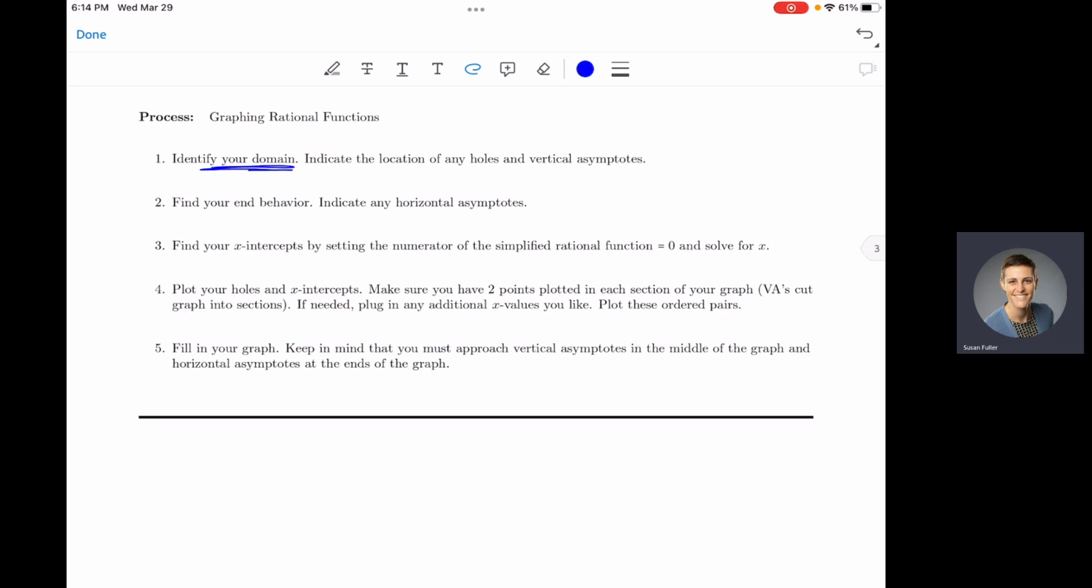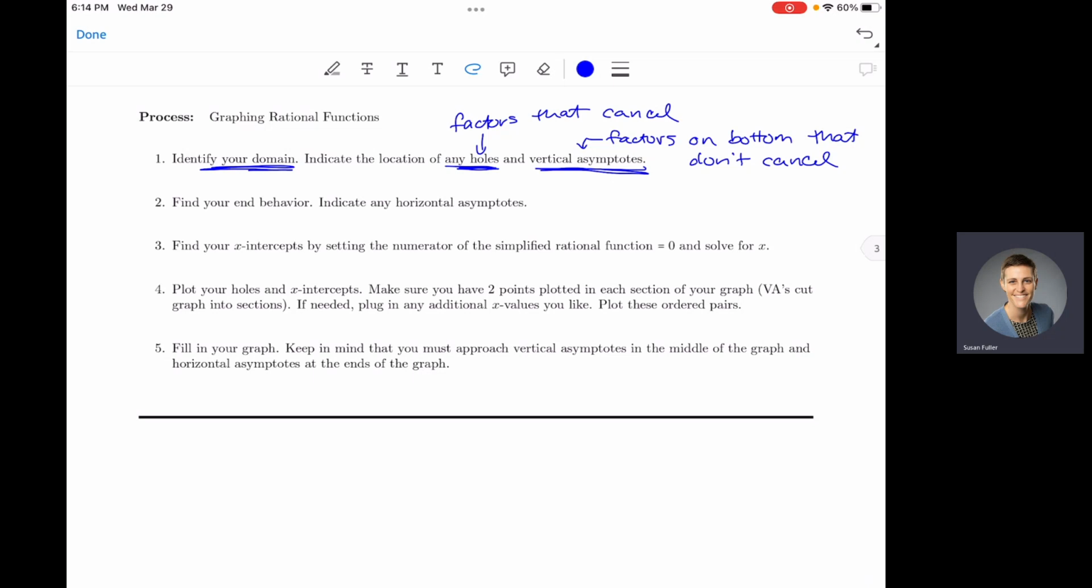So to find the location of any holes, these come from factors that cancel, to refresh your memory on that. And vertical asymptotes come from any factors on the bottom that don't cancel. So once you factor the top and the bottom, anything that cancels creates a hole, and everything left on the bottom that doesn't cancel creates a vertical asymptote. And you'll see exactly how we find those when we get to the example.